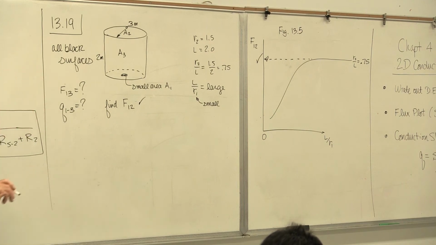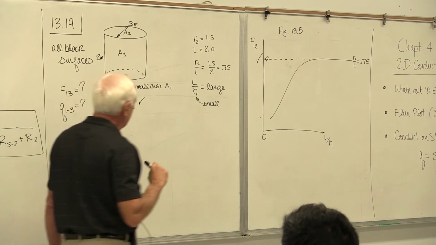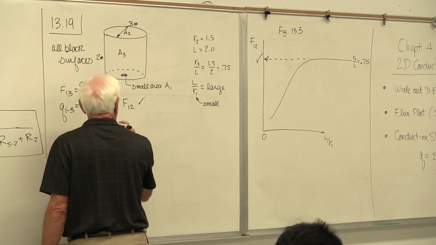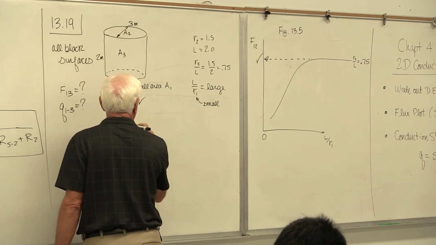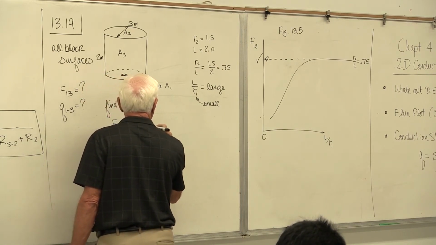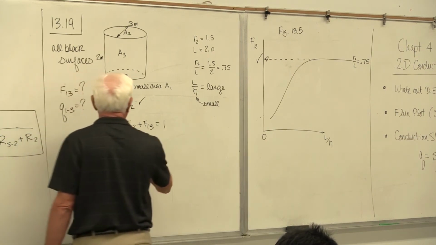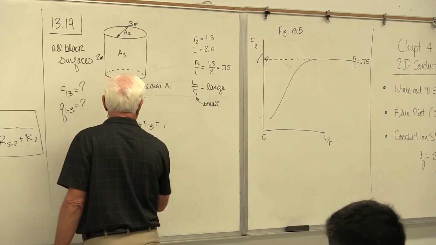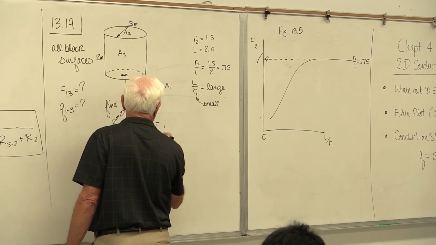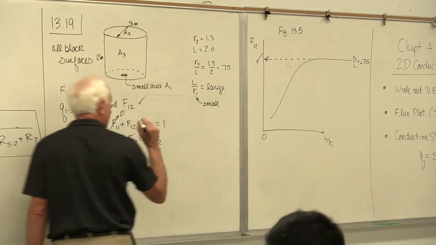I'm not supposed to find F12. Find F13. Okay, enclosure law: F11 plus F12 plus F13 equals 1. Surface 1 is a plane surface, so F11 is 0. F13 is 1 minus F12. Check.